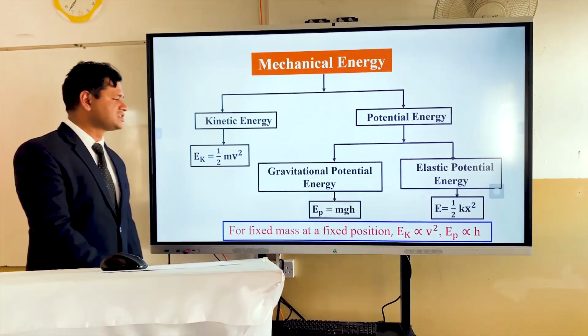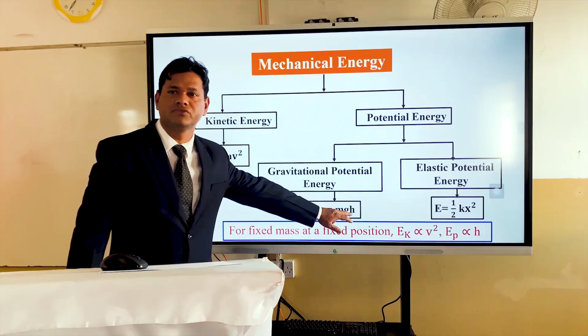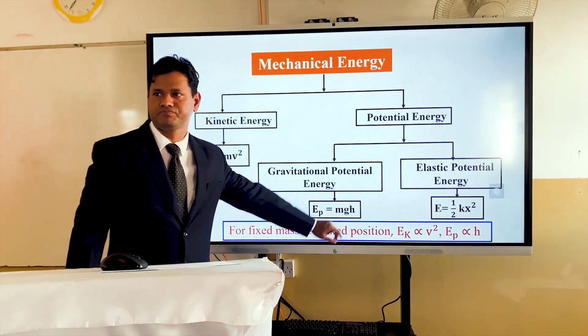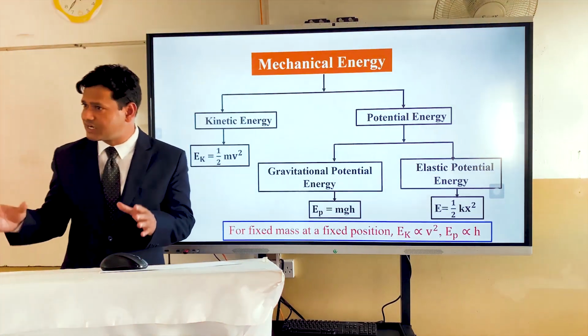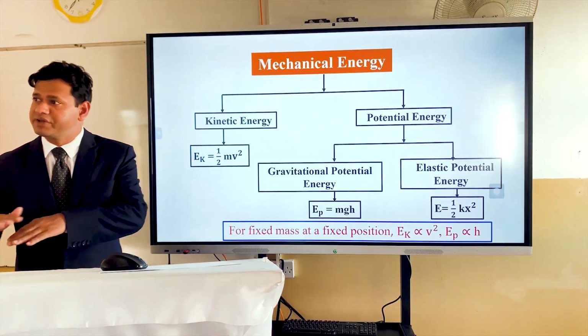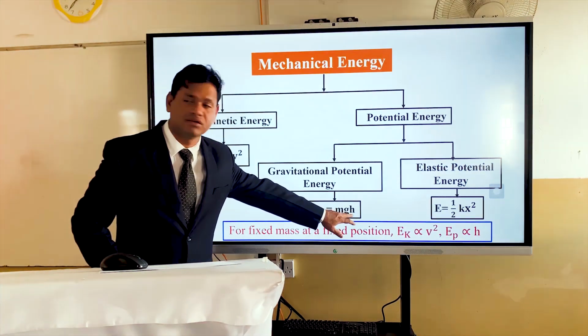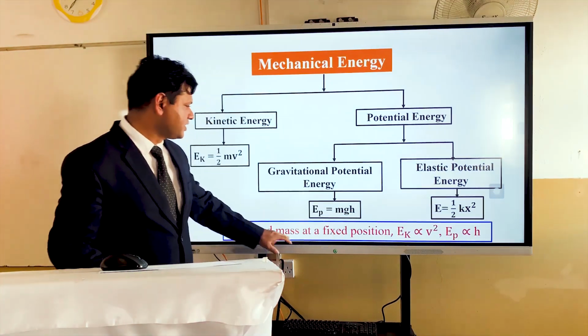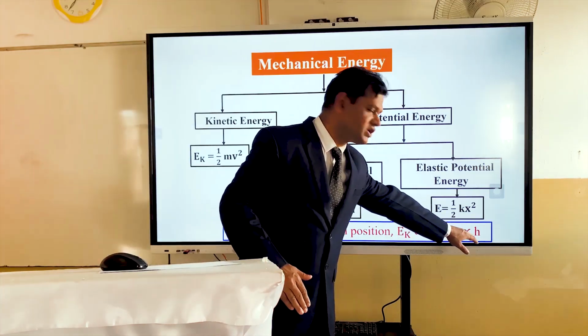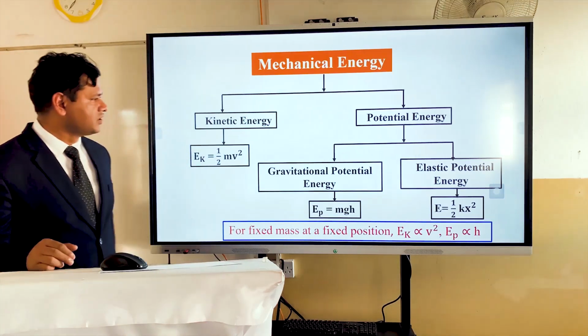And gravitational potential energy depends on which things? Mass, gravity, and height. Okay? But at a given place, the gravity is fixed. And if the mass of the object is also fixed, then gravitational potential energy depends on the height. So we can write here, PE proportional to h. Is it okay? Is it clear? Yes, sir. Okay.